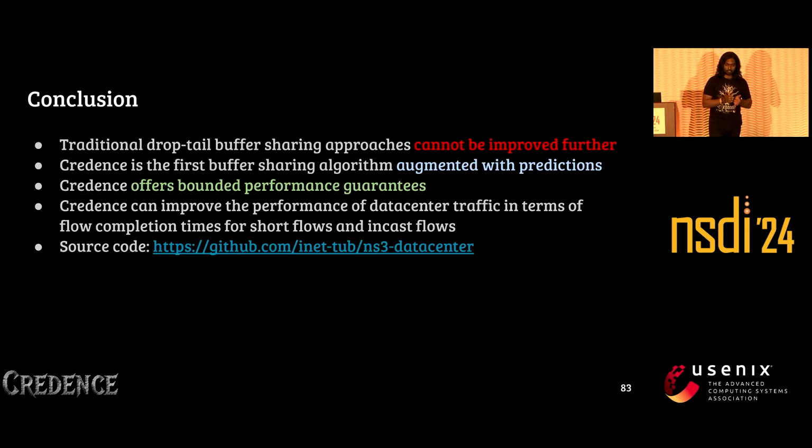In summary, traditional drop-tail approaches are fundamentally limited, and this cannot be improved further, as they have a strict lower bound. We developed Credence, which is the first buffer sharing algorithm augmented with predictions, and we unlock the entire spectrum of performance between push-out and existing algorithms. We also show that this works out in reality using real-world workloads, and we specifically focus on flow completion times, and much more interesting metrics can be pursued in the future.